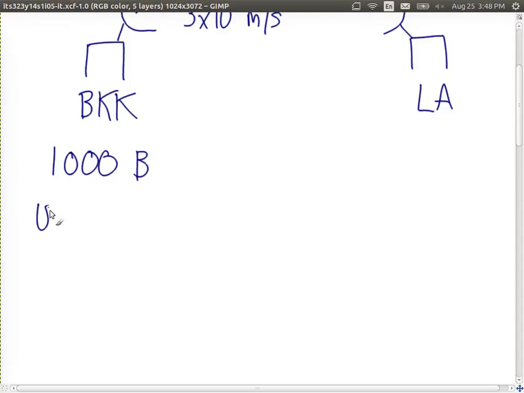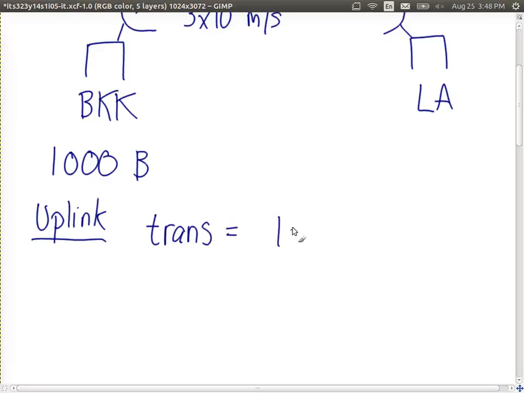Let's do the uplink. From Bangkok up to the satellite. Transmission, data size, 1,000 bytes, data rate, 1 megabit per second. If you remember back our previous example, we had 100 bytes, correct? In the first example, we had 100 bytes at 1 megabit per second, and it took 8 microseconds. So 1,000 bytes is 10 times larger, it will take 10 times as much. It will take us 80 micro. Have I done that wrong?